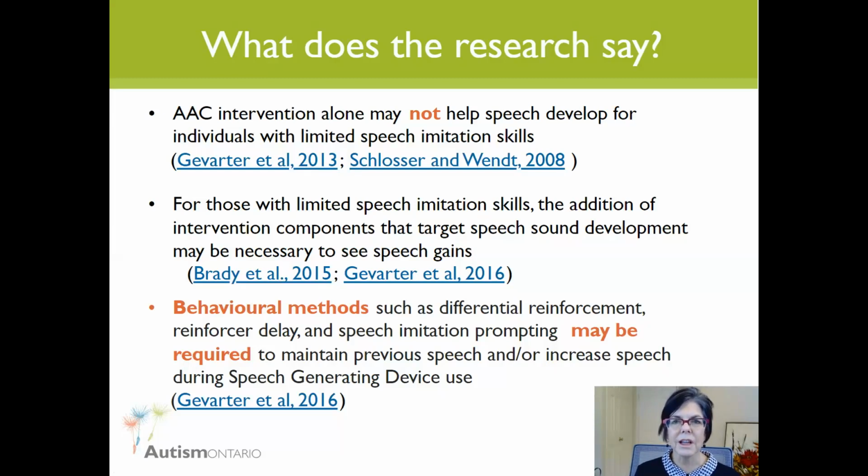And remember today, and for this series, we're talking about individuals who are autistic. So not broader groups, not individuals with Down syndrome or acquired brain injury or traumatic brain injury, because the research says different things for them. But all this research is about individuals with autism.